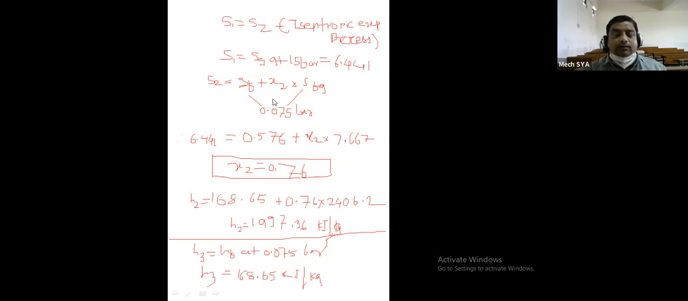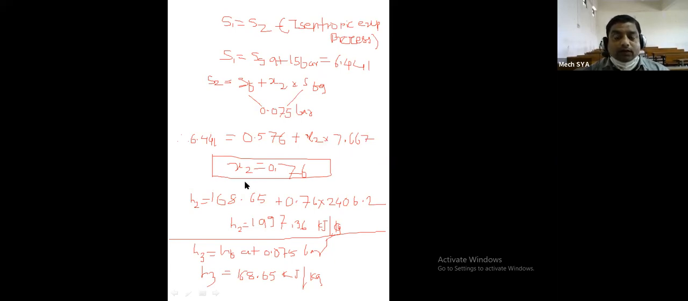Okay, and therefore SF, again we have to see table number 2, SF at 0.075 bar, because the corresponding pressure for point number 2 is 0.075 bar. So S2 is equal to SF plus X2 into SFG. Therefore, SF and SFG we have to record at 0.075 bar. And here in this case, SF at 0.075 bar is 0.576 plus X2 into 7.662.